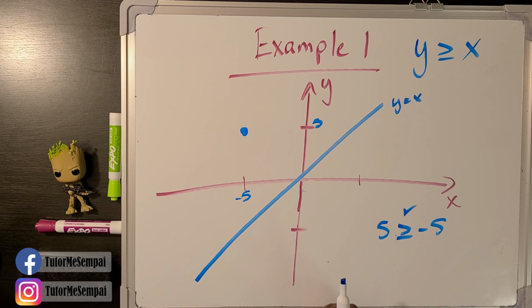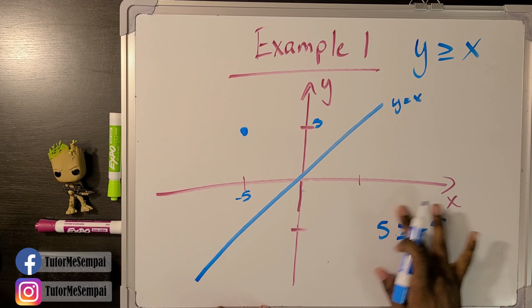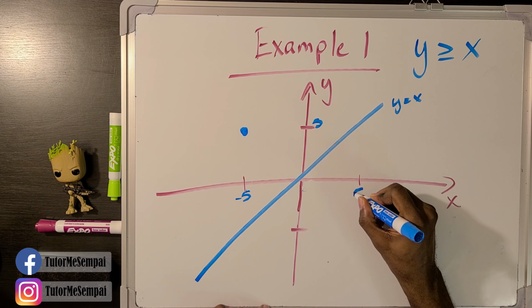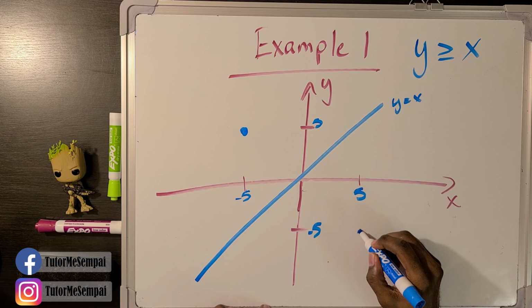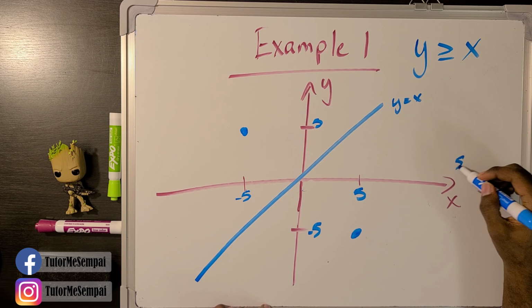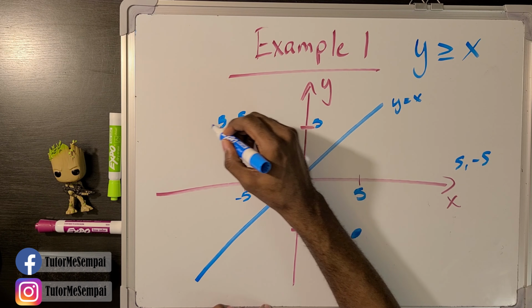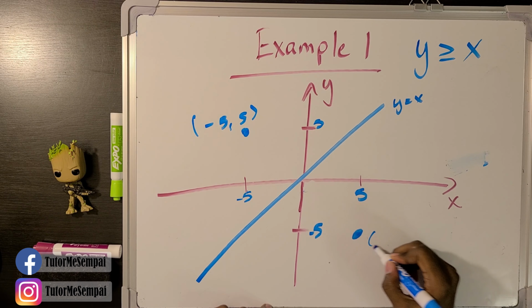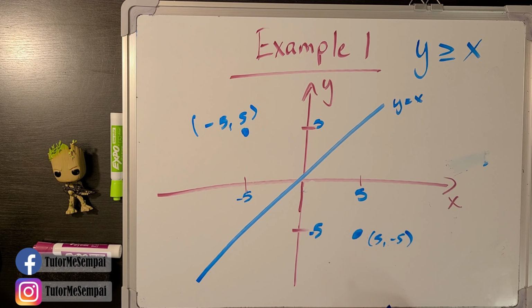If you don't believe me, let's pick a point on this side of the line. Let's pick something out of this quadrant. So if this was -5, 5, let's pick this as 5 here, and this is -5 down here. So now our point is going to be 5, -5. We picked -5, 5 up here, and we're going to pick 5, -5 down here.